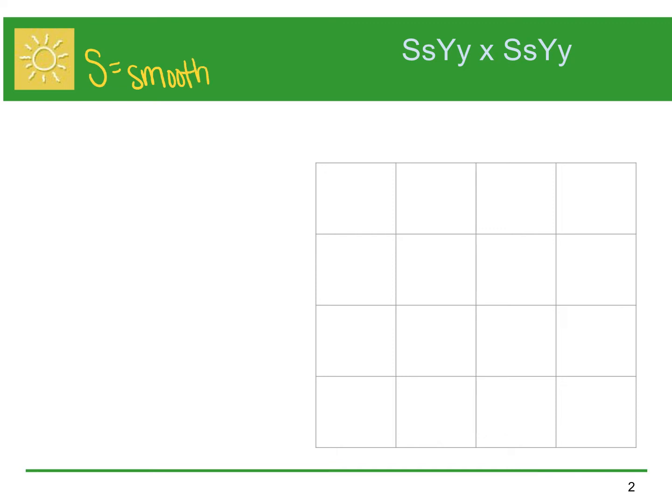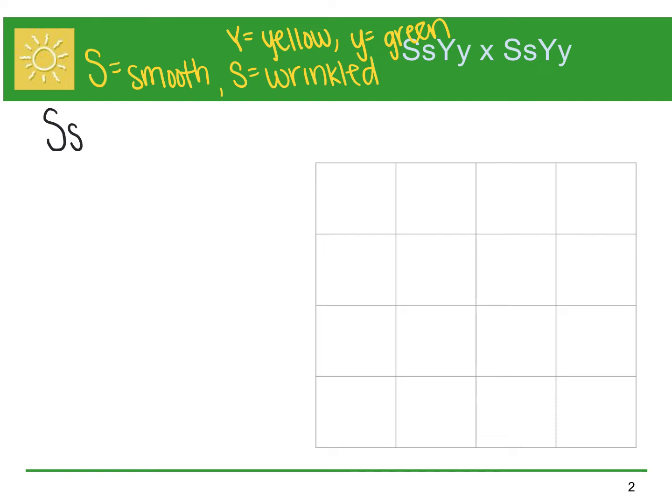So you all write this on your paper, okay? Lowercase s is going to equal rough or wrinkled. Capital Y is going to be a yellow color, and then lowercase y will be a green color. So in this example, we're going to cross a heterozygous parent and a heterozygous parent.